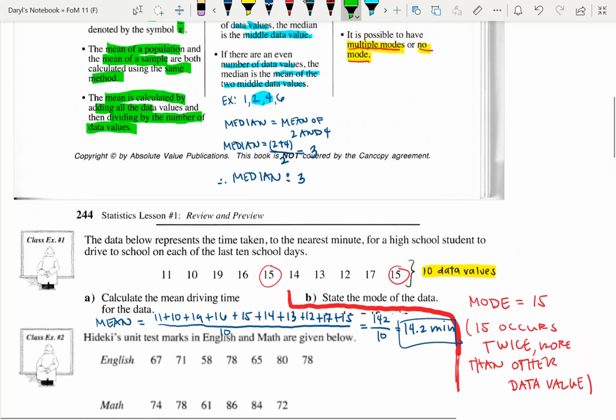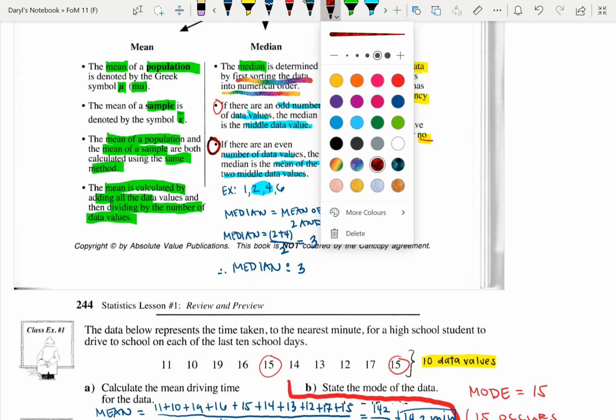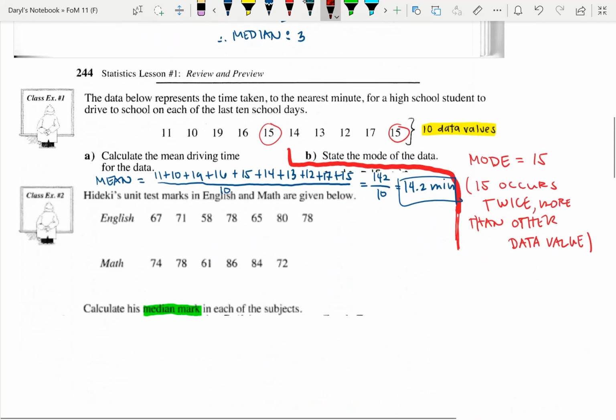subjects. So if we're gonna go back to the definition of median, it is determined first by sorting out the data into numerical order. Okay, and the median is the middle data value. So take note that if the number of data values would be odd, you try to take note of this one. If it is even, you try to take note of this. So just gonna go back to the question here.